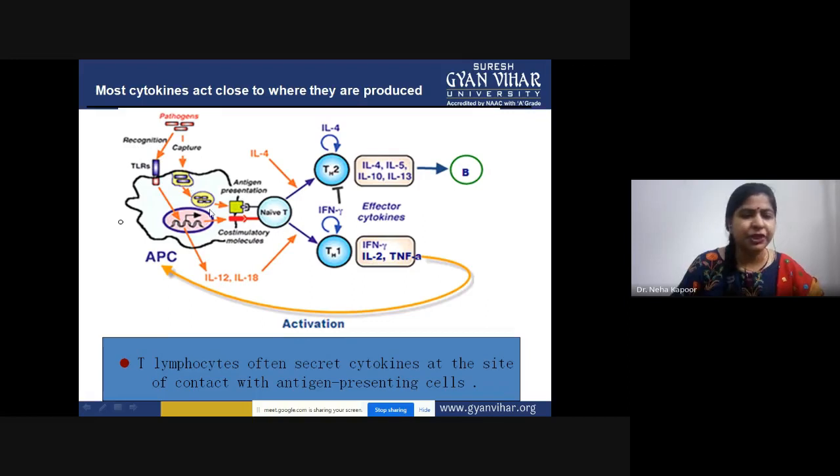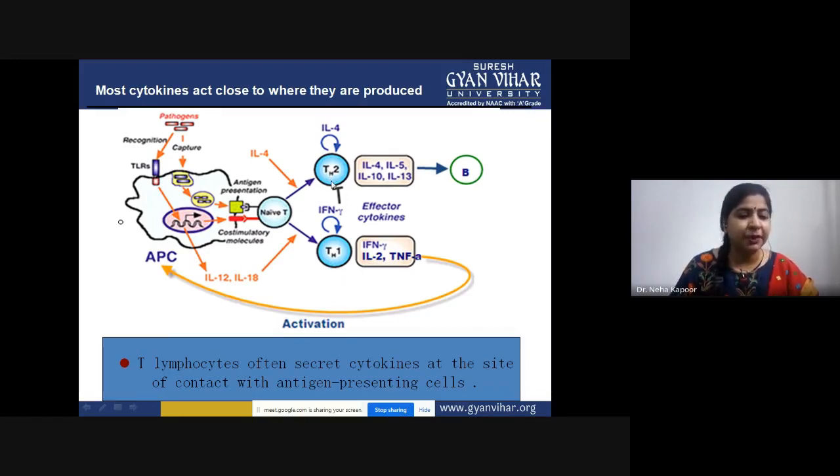It is being captured, it is being processed. After presentation, it is being presented onto the surface. It is being recognized by naive T cells. At that time, it is producing cytokines, interleukin 12, interleukin 18. Naive T cells will be differentiating into two types, T helper 2 and T helper 1.